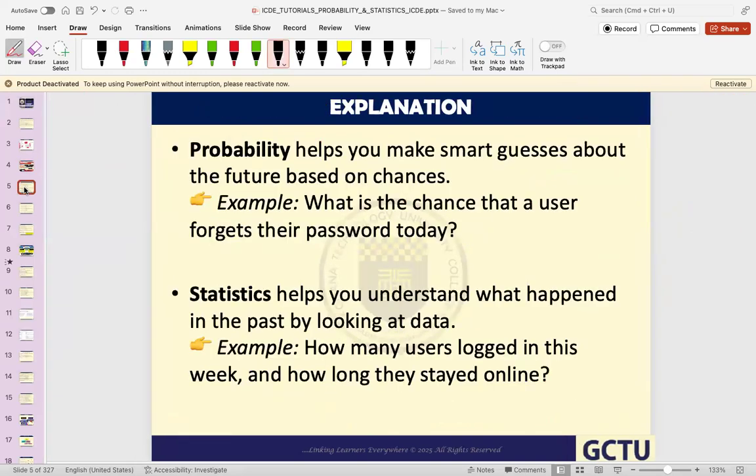All right, so let's look at some examples. I go further by saying that probability helps you to make smart guesses about the future based on chances, because you are not sure. So anytime you guess, it's like you are trying your luck. Okay, now let's look at this example. What is the chance that a user forgets their password today? Is there a chance that you can forget your password?